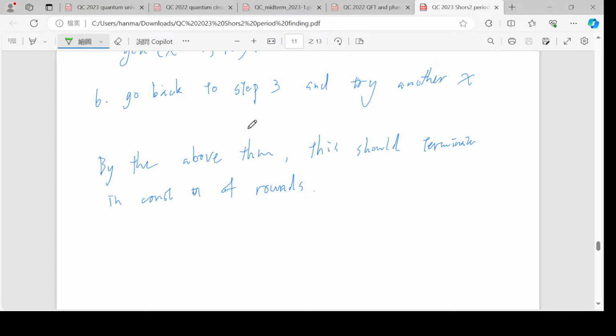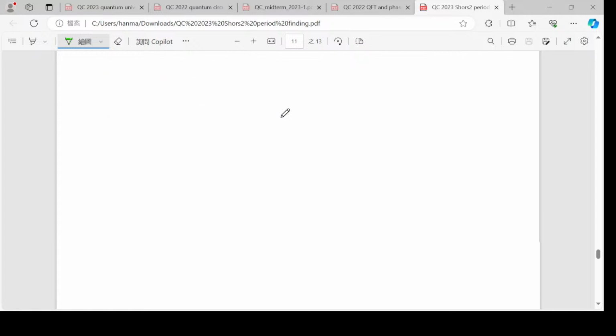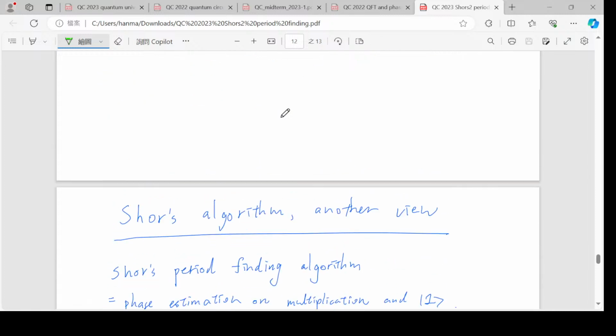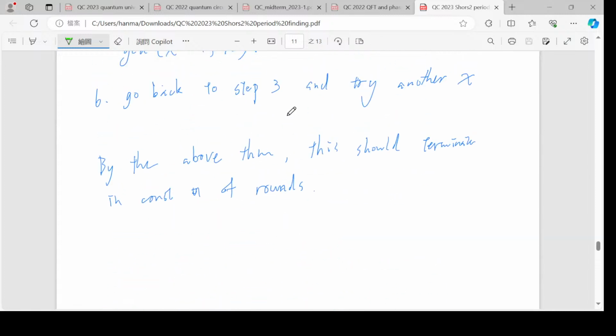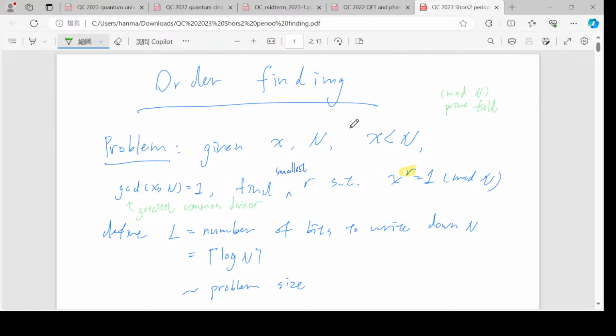If not, then we'll talk about the factoring algorithm again. So the above presentation is the modern view of the factoring algorithm. So now we go back to history a little bit.